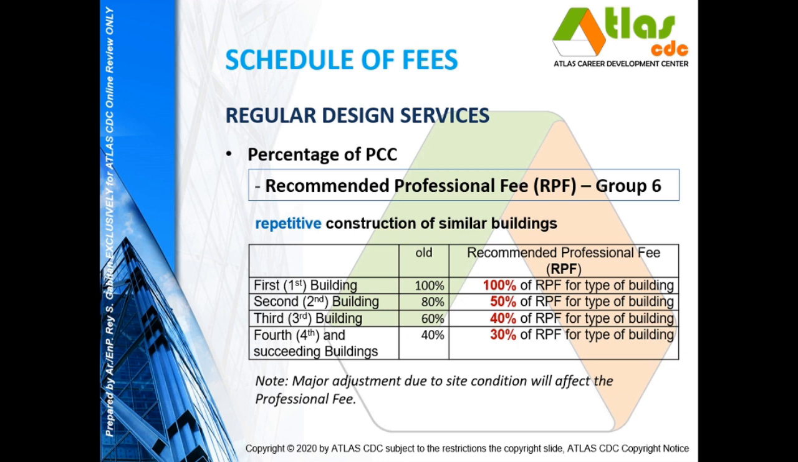The example here, let's say you are doing a regional office building, and you are only using one prototype design. So for the first building, you are to employ your fee for the office building category, no? So that is group 2.